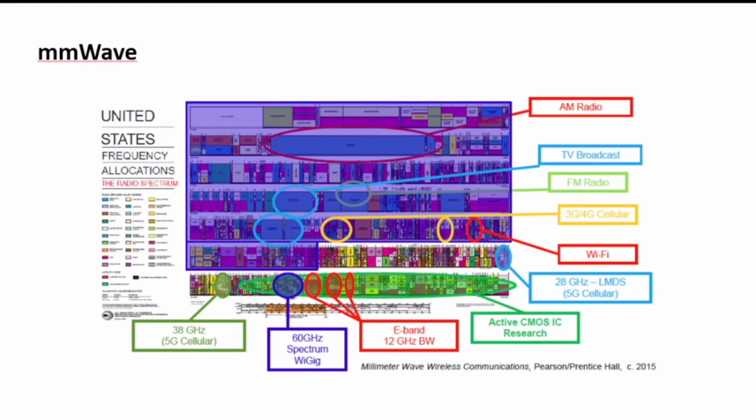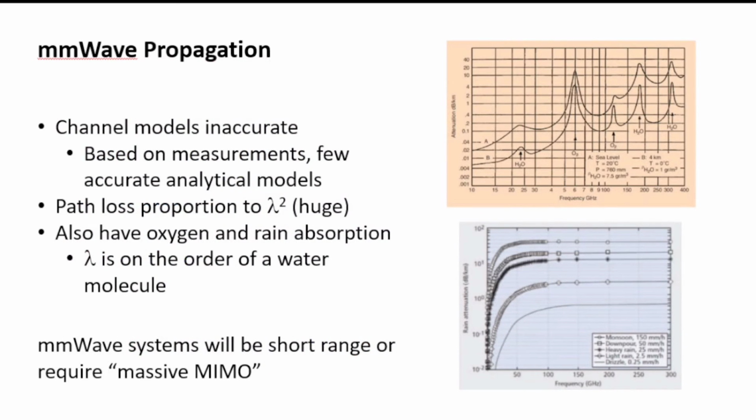After briefly explaining millimeter waves, we are going to very quickly move on and talk about millimeter wave propagation. Millimeter wave propagation has a couple of interesting quirks. The first main one is that channel models are usually inaccurate because, based on measurements, there are very few accurate analytical models. The second is that path loss is proportional to lambda to the power of 2, so it is quite huge. It is also affected by particles in the air, for example oxygen or rain, that could absorb the wave itself, causing path loss.